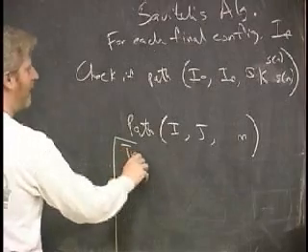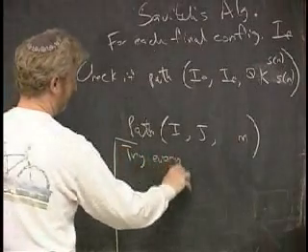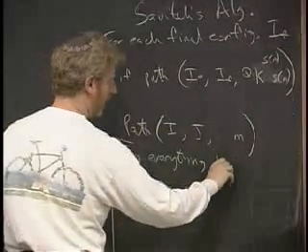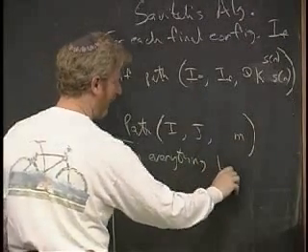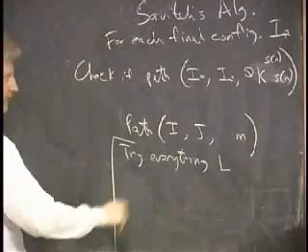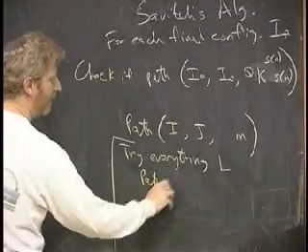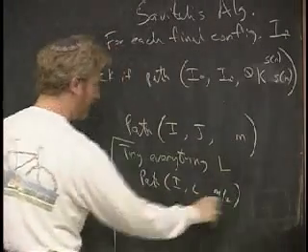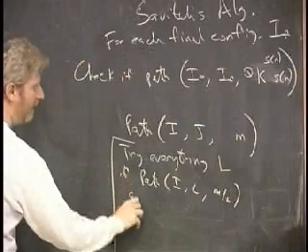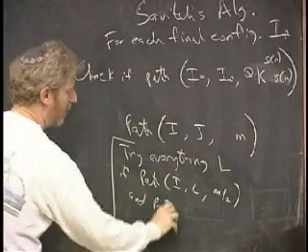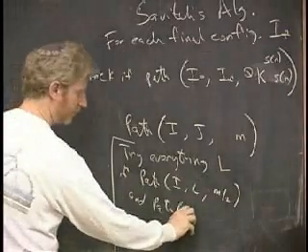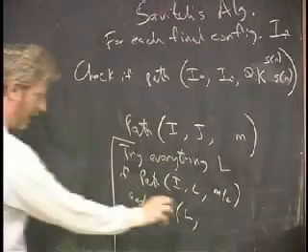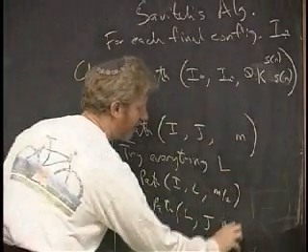He says, try everything. And we'll call everything L. Try every single L and see if the path from I to L can be reached in half that many steps, and the path from L to J can be reached in half that many steps.